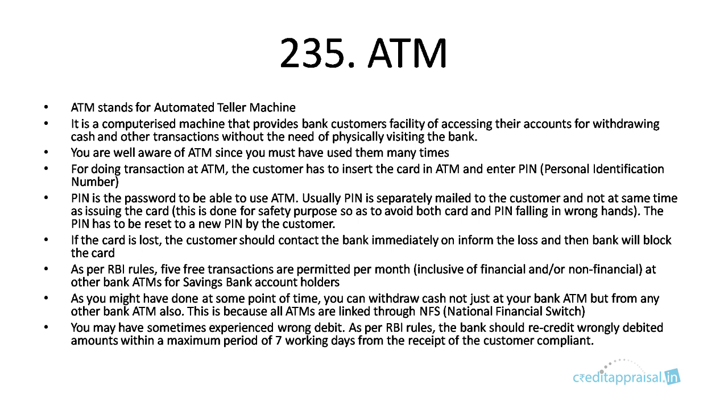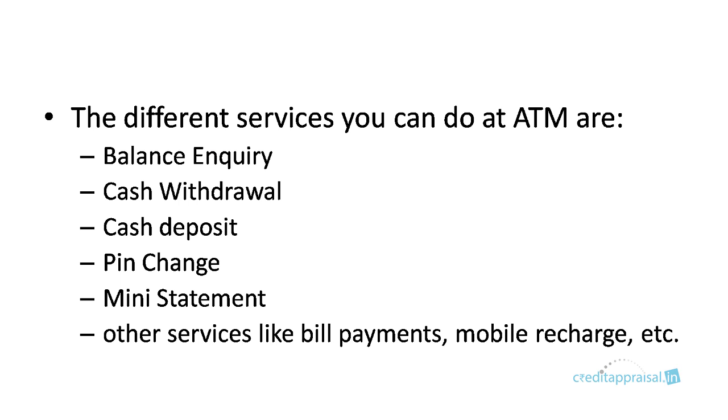And also, as you must have done at some point of time, you can withdraw cash. Or you must have experienced a wrong debit. Okay, and as per RBI rules, the bank should credit the wrongly debited amount within a period of 7 working days. So what are the different services you can do at ATM? Balance inquiry, cash withdrawal, cash deposit, PIN change, mini statement. There are various other services like bill payments, mobile recharges. Many ATMs offer other services like, for example, certain temple tickets they can give. Okay, various services you can access. They are offering a variety of services.